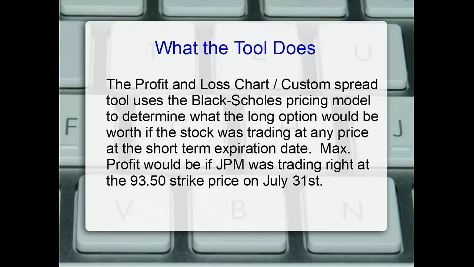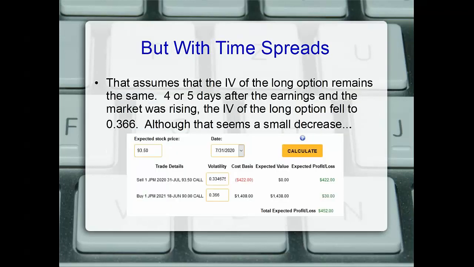Okay? When you're analyzing any type of time spread, what the profit and loss chart, that custom spread tool in Power Options does is it has to use the Black-Scholes pricing model to determine what the theoretical value of the farther out option would be if the stock was trading at any price at the nearer term expiration date. As we saw, the max profit for JP Morgan was if it was trading right at 93.50, the strike price of the short call, on July 31st. Didn't have to buy it back for any intrinsic value.